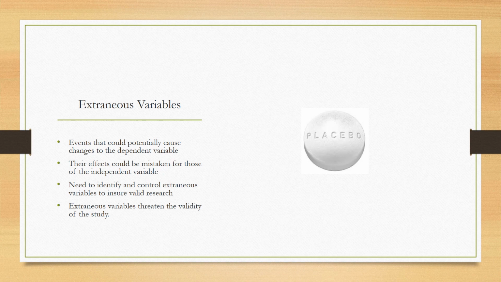If you have two similar groups, one will receive the manipulation and one will not. And in the end, there's a significant difference between the groups. You can be fairly sure that the difference is due to the manipulation. So the use of a control group is the easiest way to control for extraneous variables.